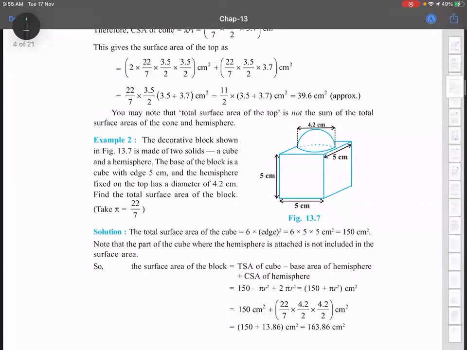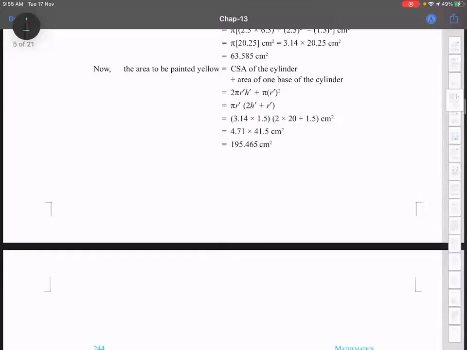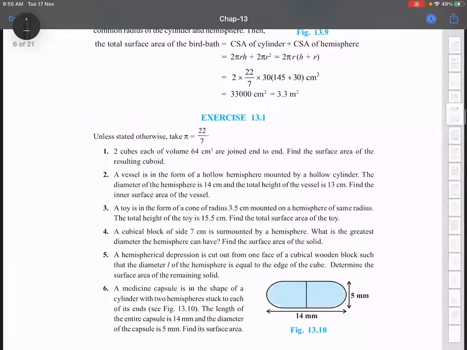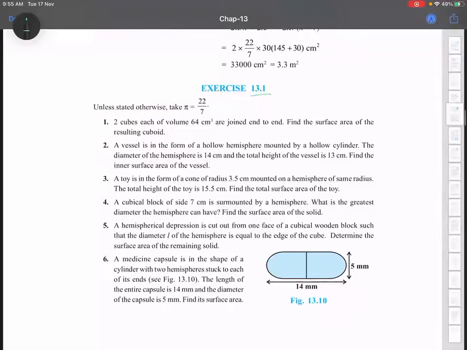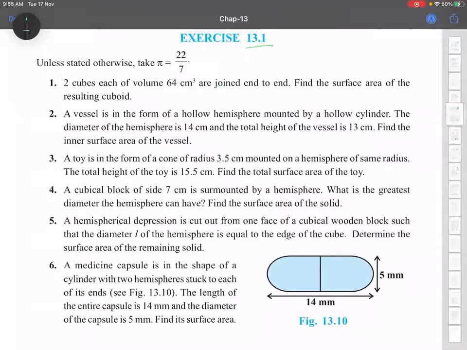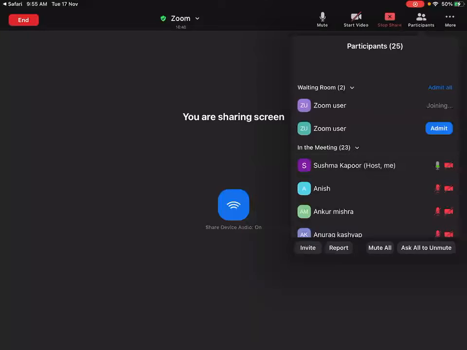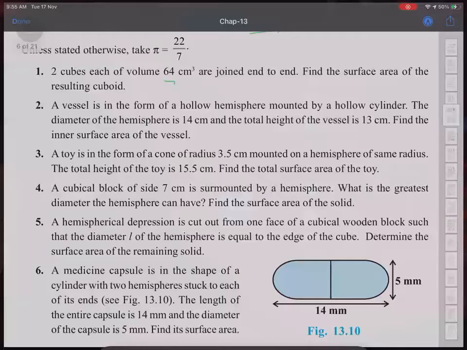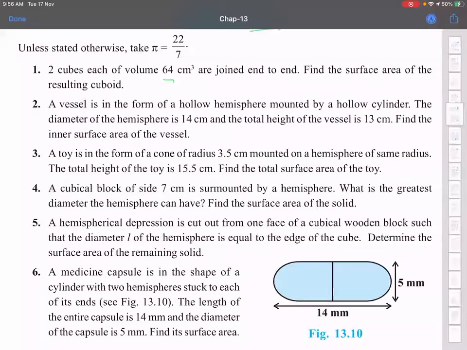So I'm going to start exercise 13.1 with you. Two cubes, each of volume 64 centimeter cube, are joined end to end. Find the surface area of the resulting cube. If two cubes are joined, each having volume 64 centimeter cube, we need to find the surface area of that cuboid.